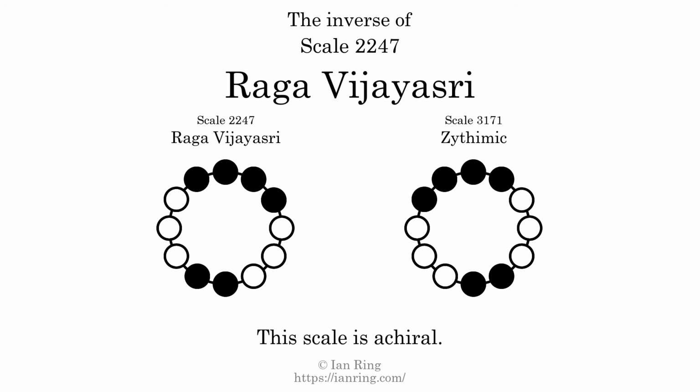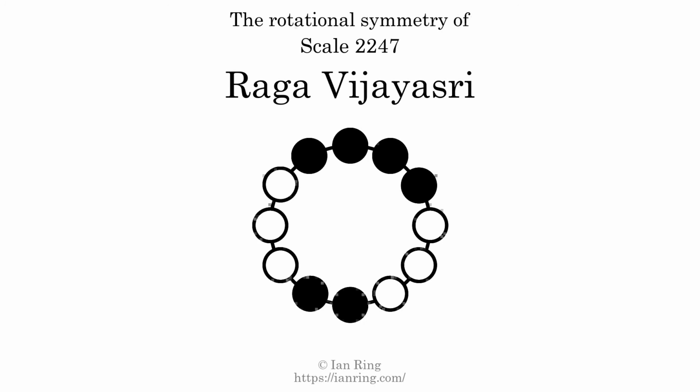The inverse of a scale is a mirror image. It is what you get when the sequence of intervals is reversed. The inverse of this scale is scale 3171, also known as zethimic. This scale is achiral, since it can transform into its own reflection by a rotational transformation. This scale has no rotational symmetry.